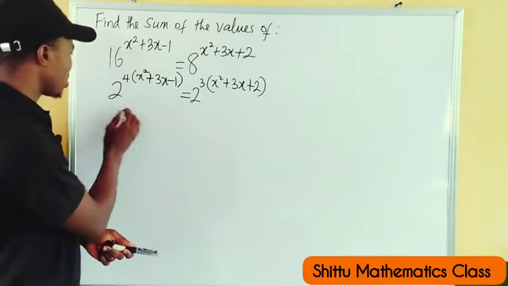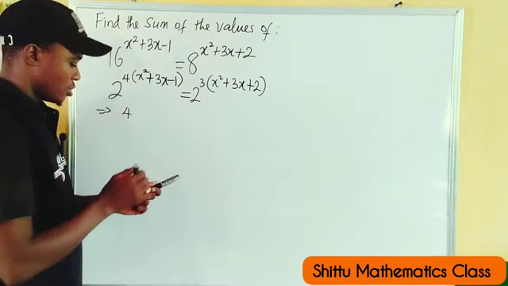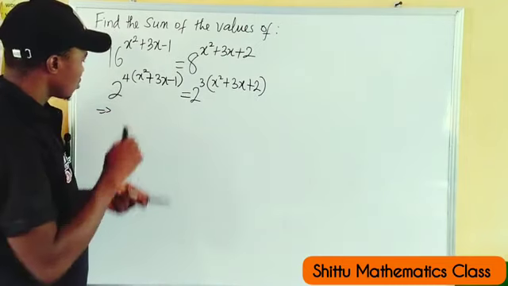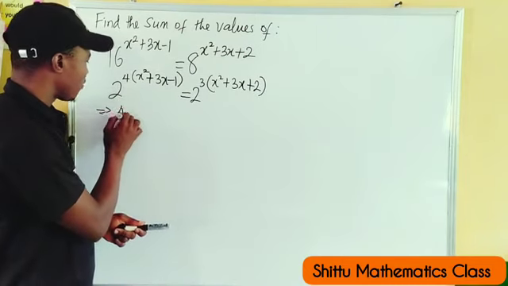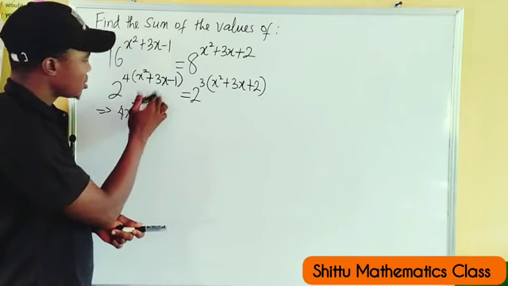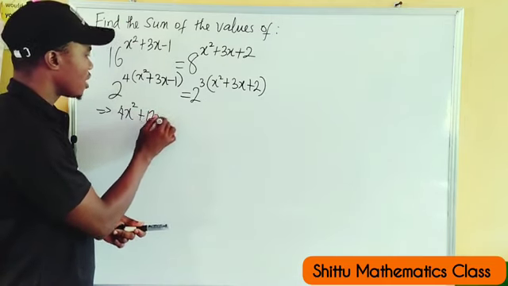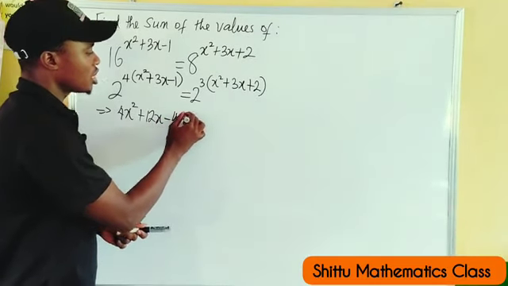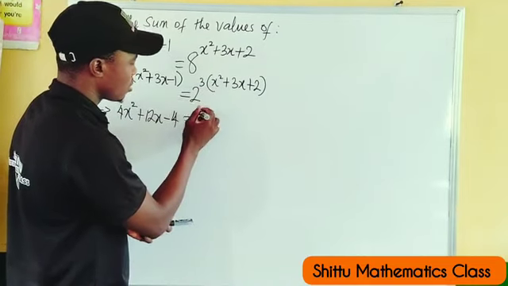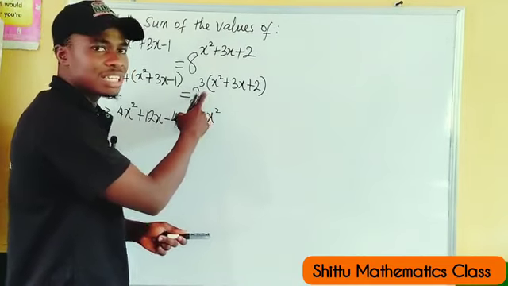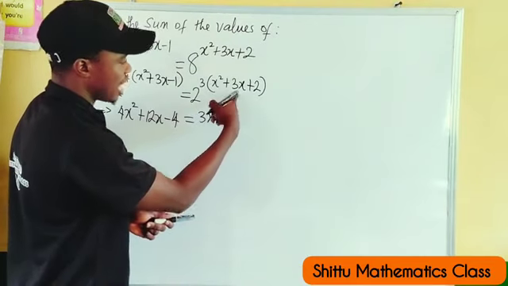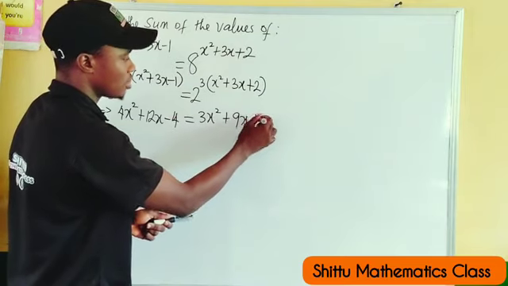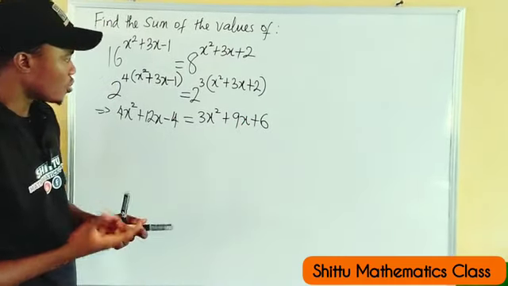So from here, we are going to have 4. Before that, let's use this 4 to multiply inside the bracket. So 4 times x squared, we are going to have 4x squared. 4 times 3x, we are going to have 12x. Then 4 times minus 1 is minus 4, equals to, so 3 times x squared, we are going to have 3x squared. 3 times 3x, we are going to have 9x. Then 3 times 2, we have 6. So from here, what's the next thing to do?